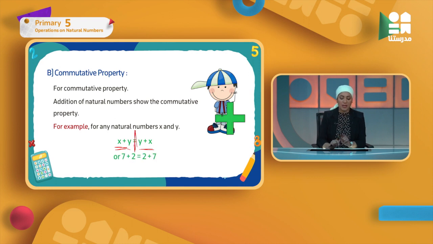Example, 7 plus 2, the answer is 9. And 2 plus 7, the answer is also 9. Then the equal sign here, it acts as a mirror. The operation or the answer of the addition operation before the equal sign is exactly the same as the answer of the addition operation after the equal sign.